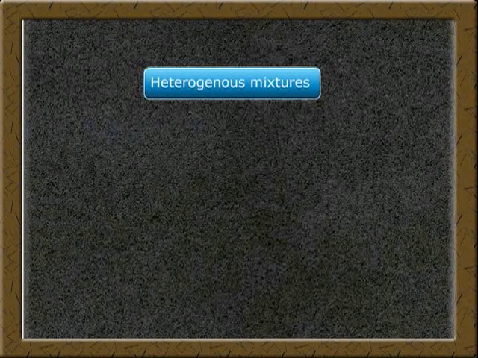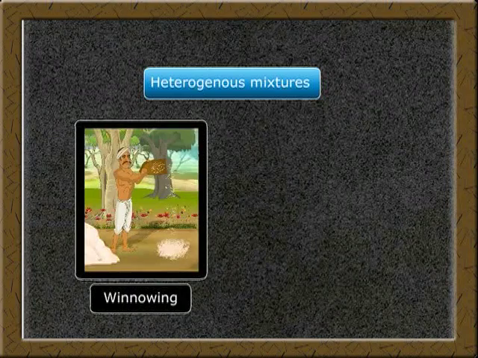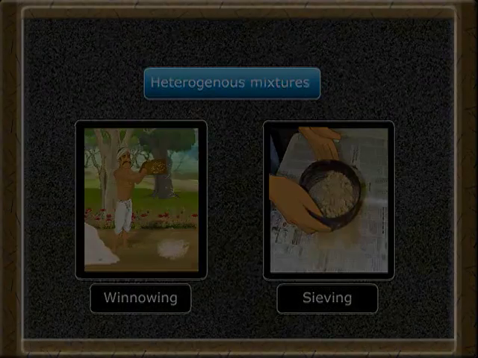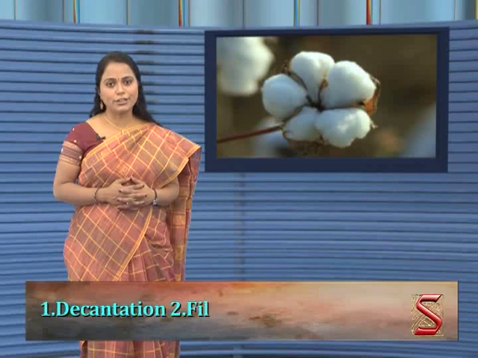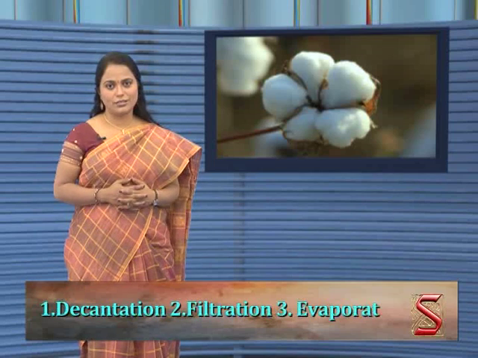Heterogeneous mixtures can be separated by 1. Winnowing, 2. Sieving. Here are some methods to separate the constituents of a mixture. They are decantation, filtration, evaporation.